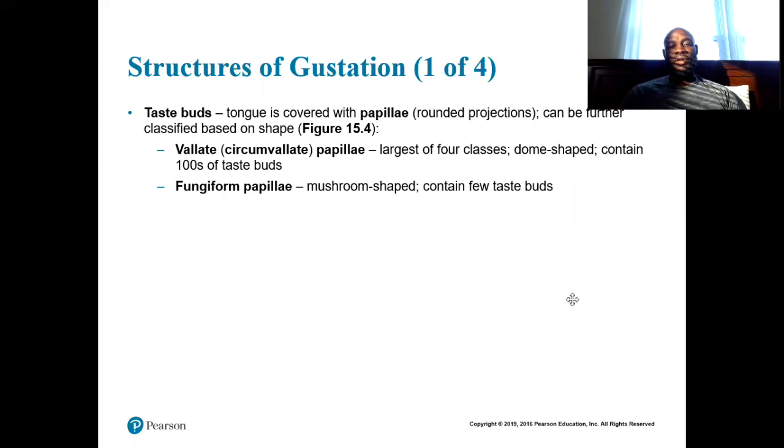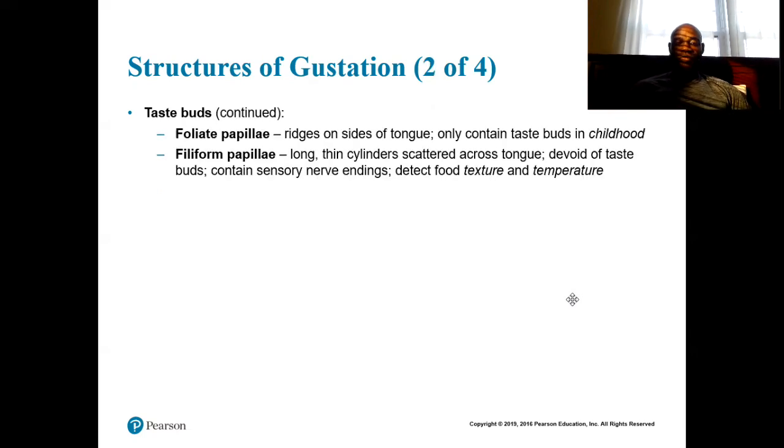All right, so let's study the anatomy. The tongue is covered with papillae, these round projections, which can be classified on shape. You have different classifications of the size of these taste buds. Vallate or circumvallate papillae, largest of the four classes, dome-shaped, contains hundreds of taste buds. Fungiform, mushroom-shaped, contains few taste buds.